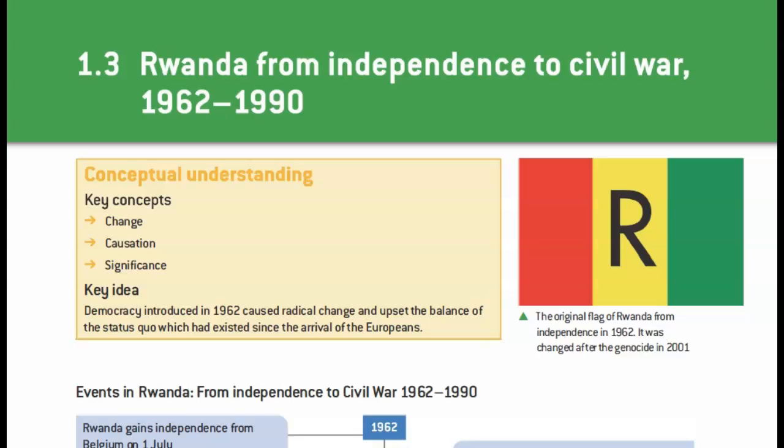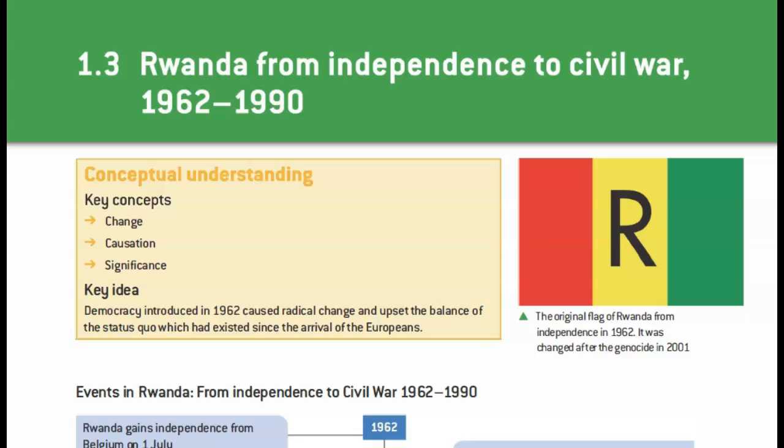Alrighty, 1.3, Rwanda from independence to civil war. So this is going to be talking about the time period really when Rwanda was an independent country leading up to the civil war that started in 1990, ultimately ending with the Rwandan Genocide in 1994. Again, key concepts to understand: change, causation, and significance. Have these ideas in the back of your mind as we're going through this.